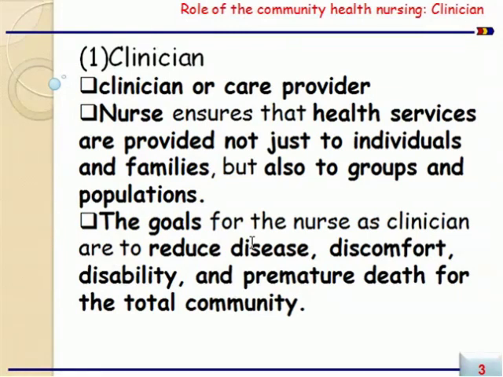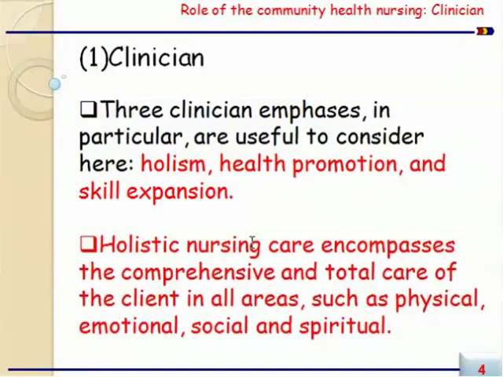So, nurse role as a clinician. Clinician means care provider. In the care provider role, the nurse provides care not only to individuals and families but also communities. So the role of the nurse as a clinician is to reduce disease and discomfort, and to reduce disability and premature death of the people of the community. So a nurse as a clinician should emphasize 3 main things. Number 1, holism. Number 2, health promotion. And number 3, skill expansion.